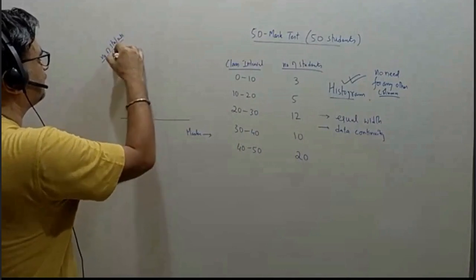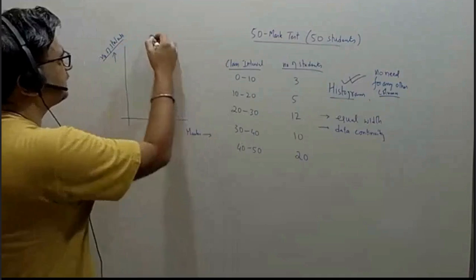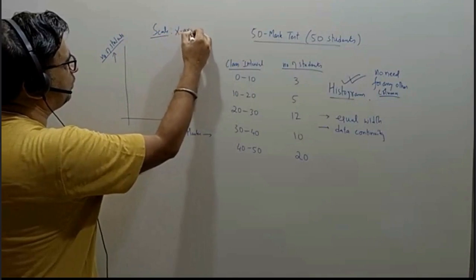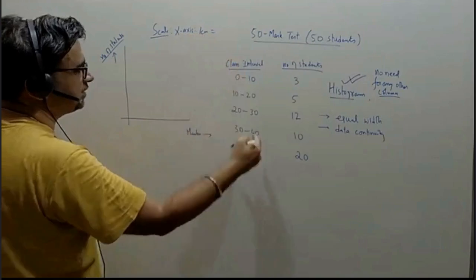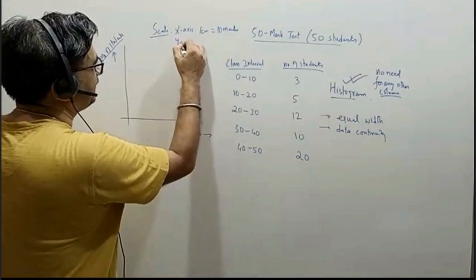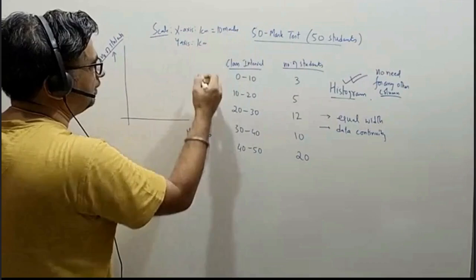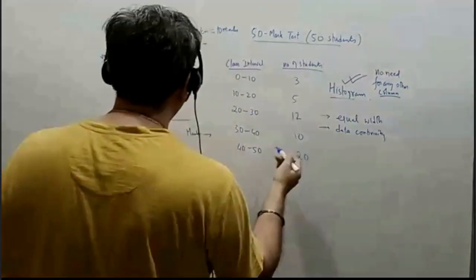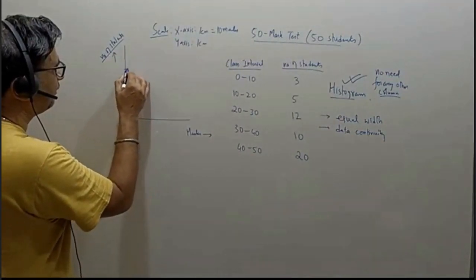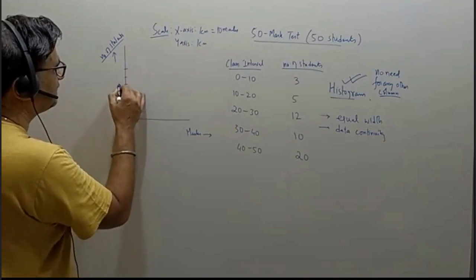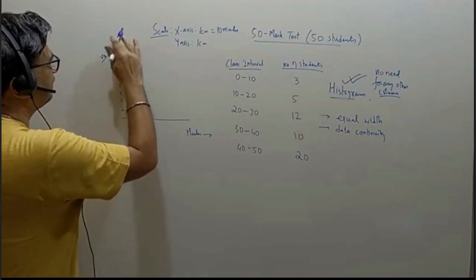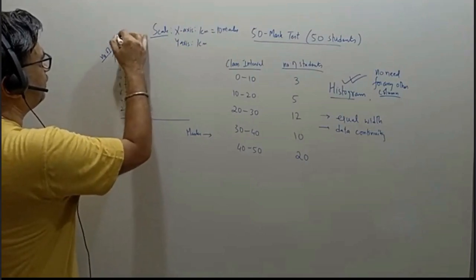So in this case, scale, how will it go, folks? What do you think the x-axis scale can look like? 1 centimeter is equal to 10 marks. Can we say that? Yes. And on the y-axis, look here, the maximum number is 20. So we can probably take 2, 4, 6, 8, 10, 12, 14, 16, 18, 20. Are we all good so far?